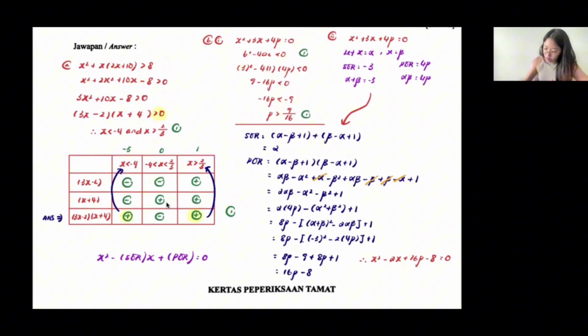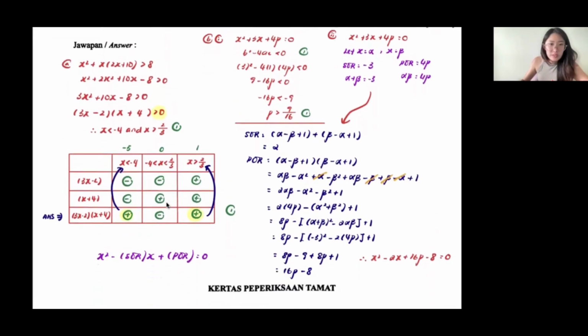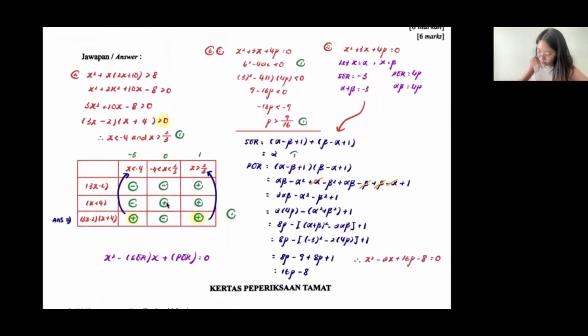Okay, how they give you the marks at part 2. SOR, you get 1 mark. POR over here, expanded, you get 1 mark. And then the equation, 1 mark. Oh, okay, there's 1 more mark over here, on factorizing the square out and minus 2 alpha beta.